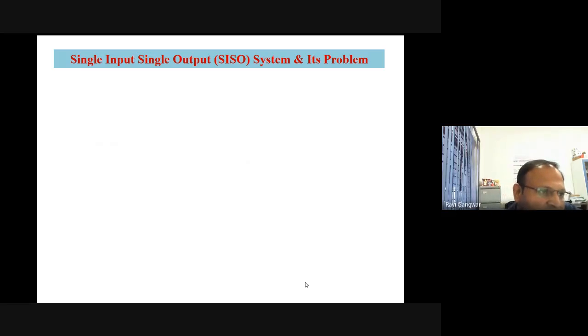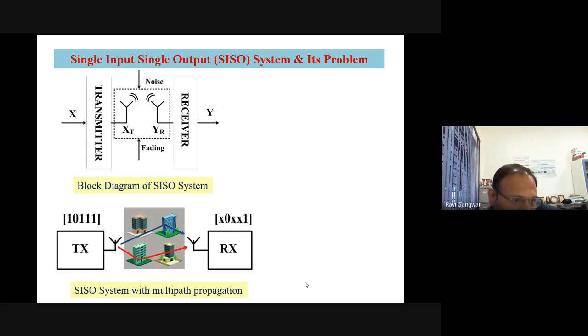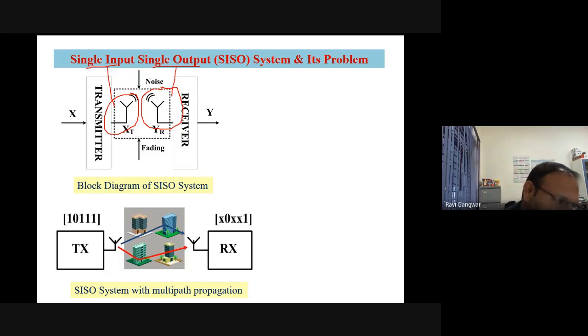So the initial system is basically the single input, single output, that is the SISO system. In the SISO system, we are going to have only one antenna at the transmitter side and one antenna at the receiver side. That is the meaning of single input, one antenna at the transmitter side, and single output, one antenna at the receiver side. That is the most basic kind of communication system which we study during our curriculums.